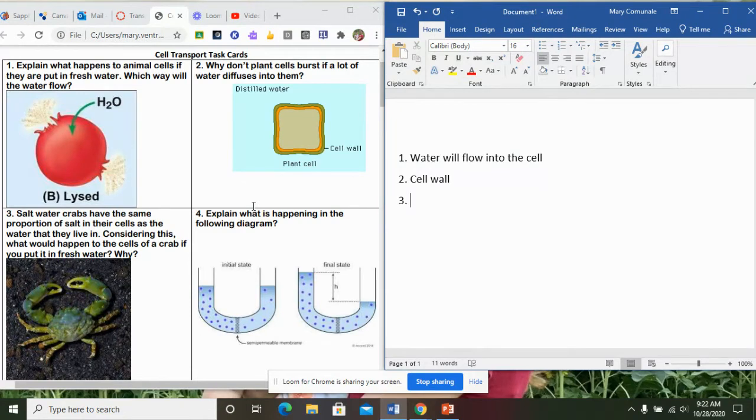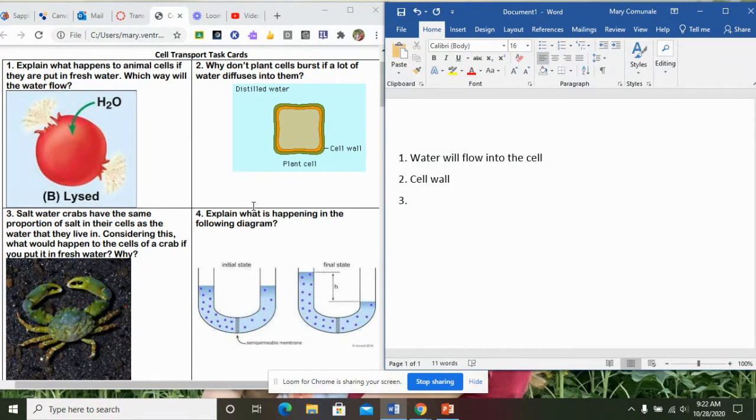Number 3, saltwater crabs have the same proportion of salt in their cells as the water that they live in. Considering this, what would happen to the cells of a crab if you put it in fresh water? Why? Don't ever do this to a crab. It would be an extremely painful death because you're going to be basically dying from the inside out.